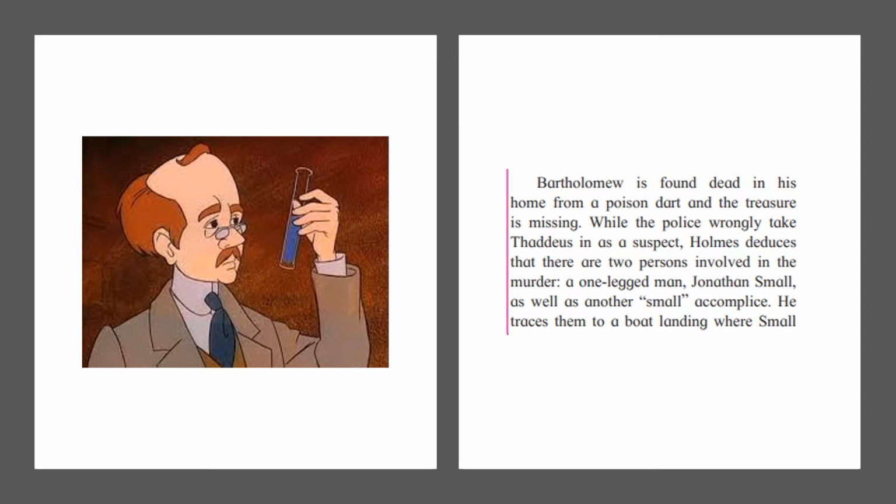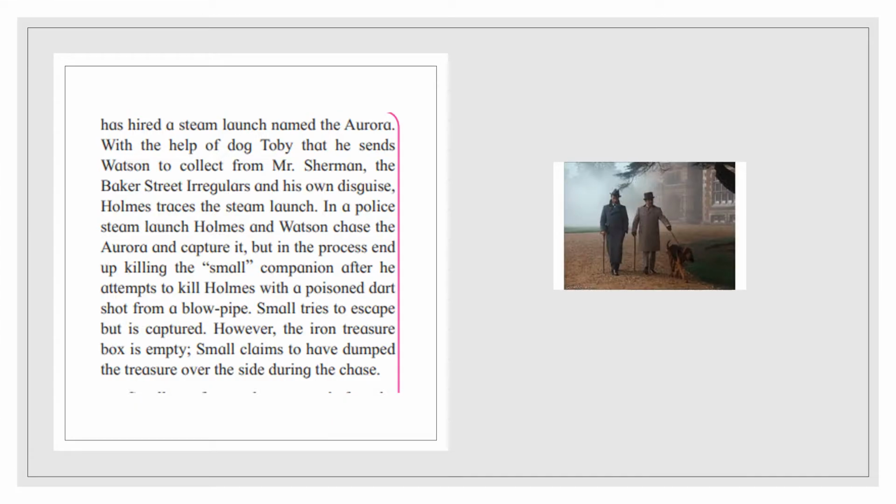While the police strongly take Thaddeus as a suspect, Holmes deduces that there are two persons involved in the murder: a one-legged man, Jonathan Small, as well as another small accomplice. He traces them to a boat landing where Jonathan Small has hired a steamboat named the Aurora. With the help of the dog Toby, he sends Watson to collect Mr. Sherman, the Baker Street irregulars and his own disguise. Holmes traces the steam launch.